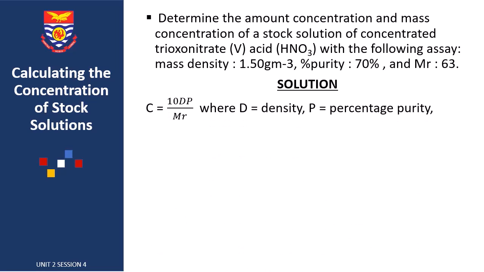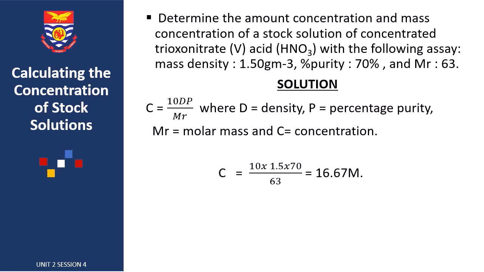So in doing so, there are multiple ways of finding the concentration. This is one of the ways to do it. By using the relation: amount concentration is equal to 10 times the density times the percentage purity divided by the relative molecular mass. So in the question, we have the density, we have the purity, we have the molar mass. We just do a substitution and we obtain our answer.